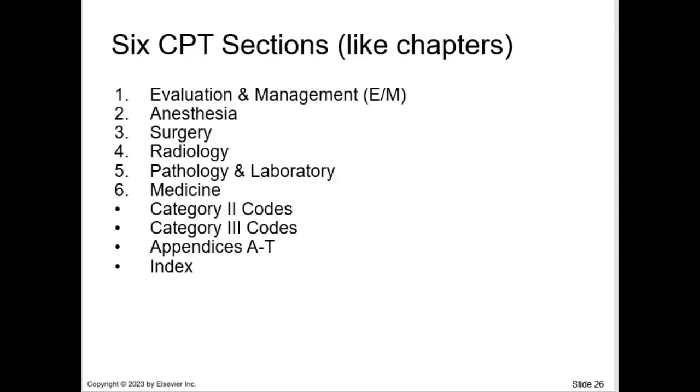Radiology. These are going to be all 7,000 codes. They can be anything from X-ray, CAT scans, MRIs. We have Path and Lab. This will be 8,000 codes. And then the medicine section. Okay, these codes will be 9,000.